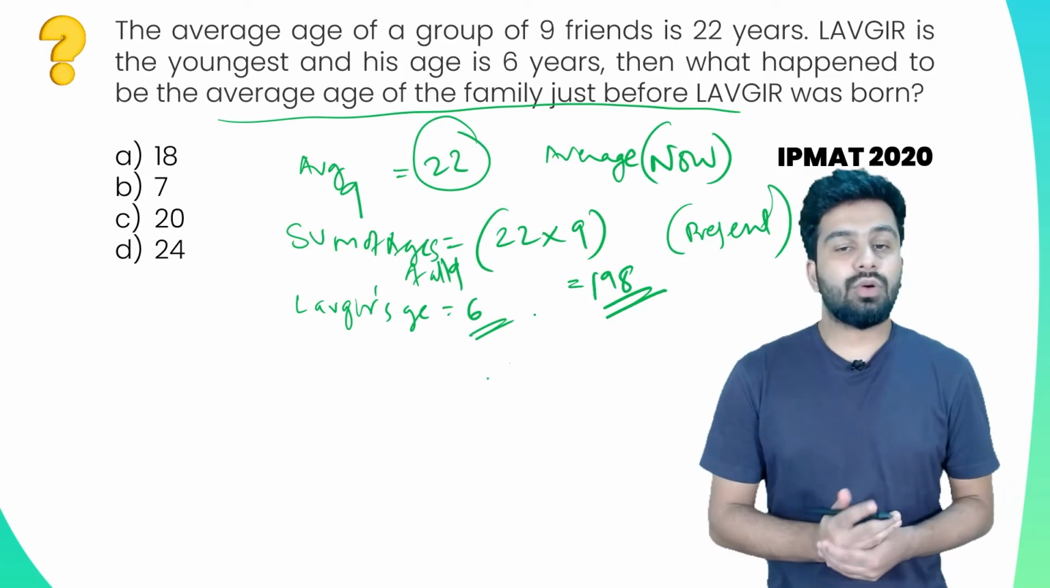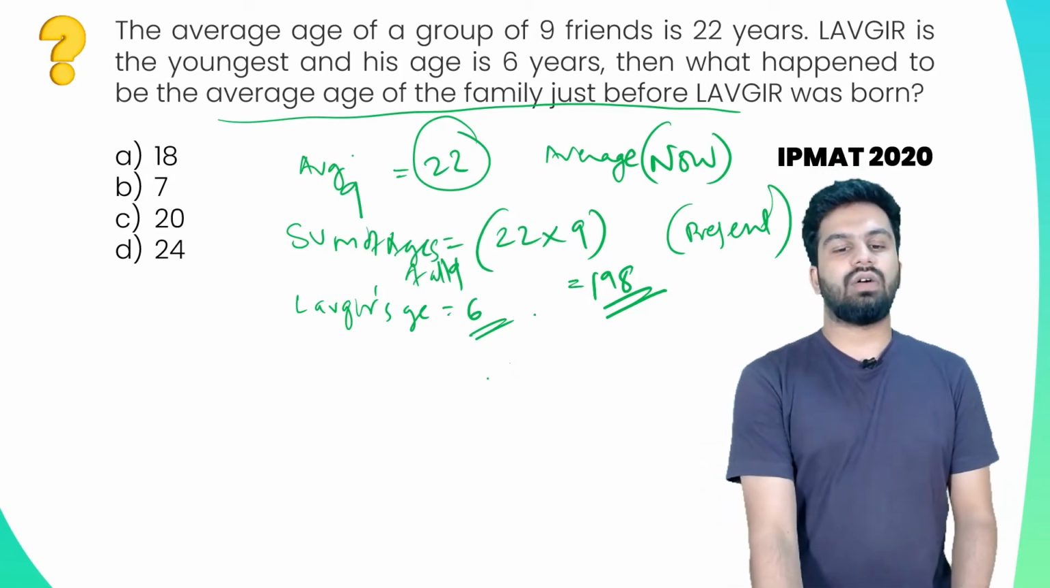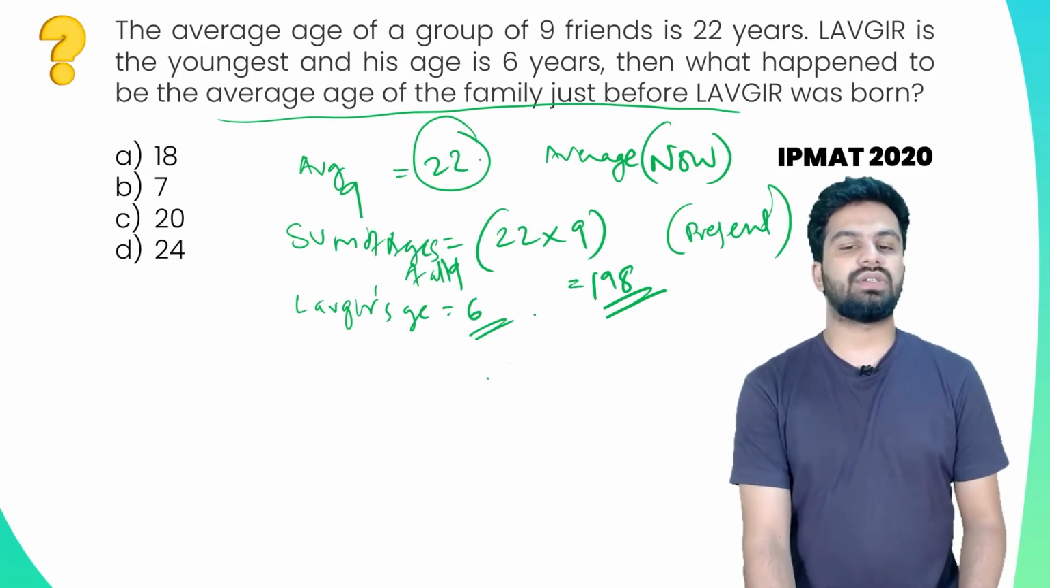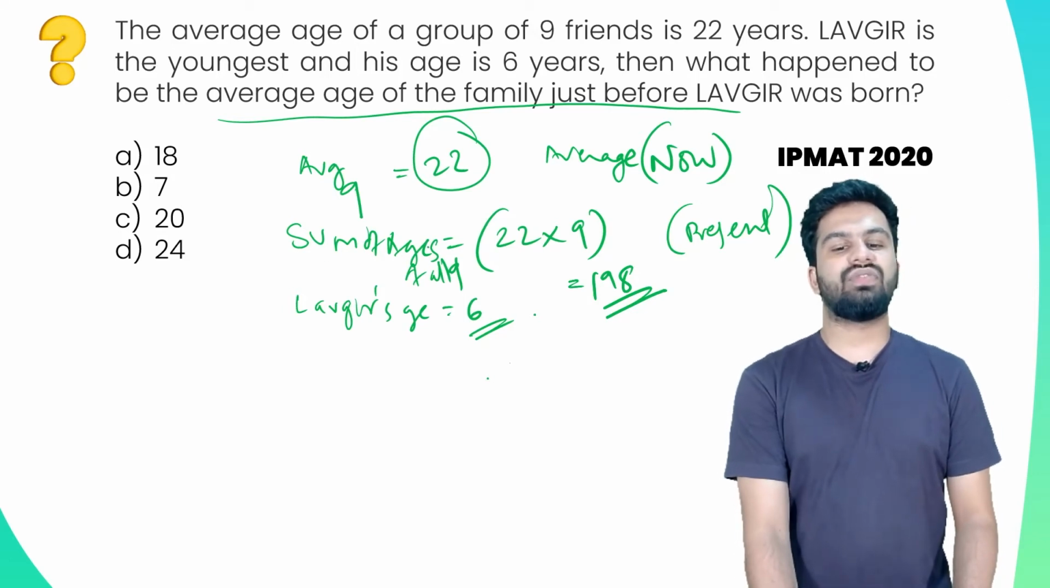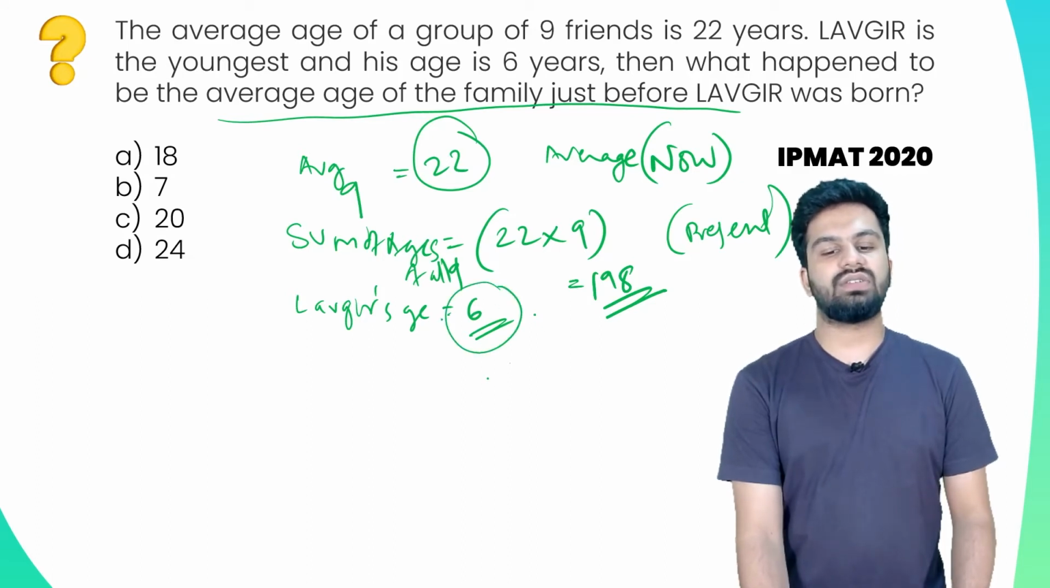സോ നമുക്ക് ക്വസ്റ്റ്യനിൽ എന്തൊക്കെ ഡേറ്റ ആണ് തന്നിട്ടുള്ളതെന്ന് നോക്കാം. വി ആർ ഗിവൺ ദ ആവറേജ് ഏജ് ഓഫ് 9 പീപ്പിൾ, അതായത് 9 ഫ്രണ്ട്സ് ഓർ ഫാമിലി ആയിട്ടുള്ള 9 പേരുടെ ആവറേജ് ഏജ് 22 ആണെന്ന് ക്വസ്റ്റ്യൻ തന്നിട്ടുണ്ട്. അങ്ങനെയാണെങ്കിൽ സം ഓഫ് ഏജസ് ഓഫ് ഓൾ ദീസ് 9 എത്രയായിരിക്കും? 22 into 9 which is equal to 198. ഇതിൽ ലാവ്ഗിറിൻ്റെ ഏജ് 6 years ആണെന്ന് പറഞ്ഞിട്ടുണ്ട്.